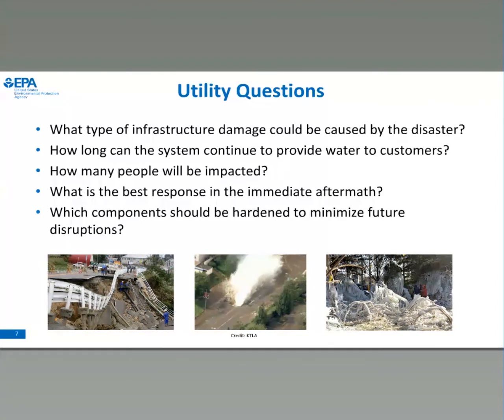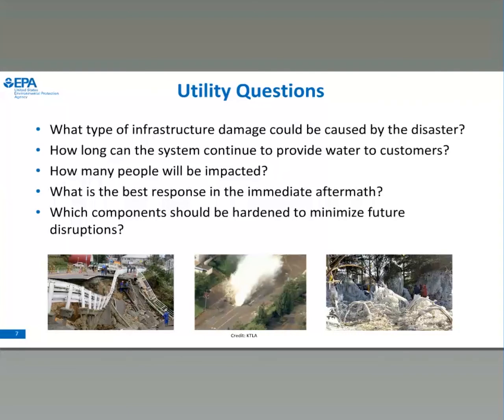To help with these risk and resiliency assessments, the utilities might be asking a variety of questions. They might be interested in what type of infrastructure damage could be caused by specific disasters, such as a hurricane, and what kind of damage might occur with that. How long can a system continue to provide customers with the water that they have requested? How many people would be impacted by the specific disaster? What is the best response in the immediate aftermath in terms of getting the service back online to as many customers as possible? As well as which components could be targeted in the future to minimize these disruptions if they were to occur again?